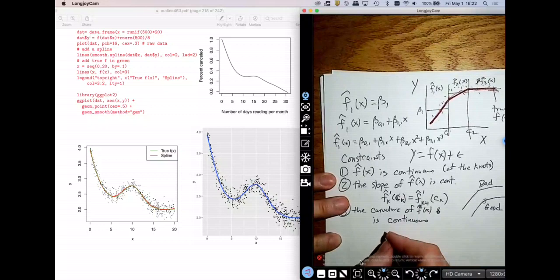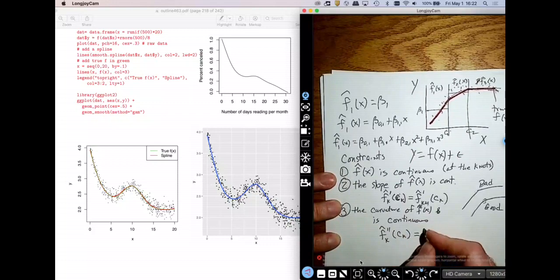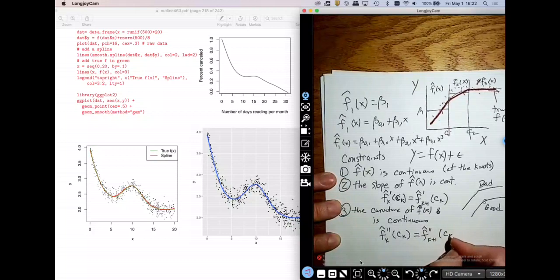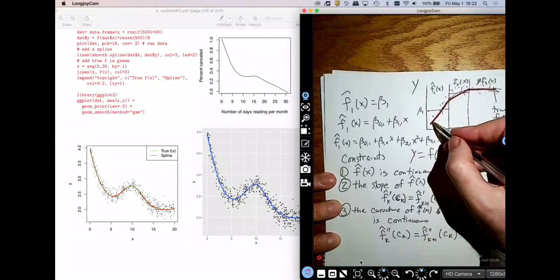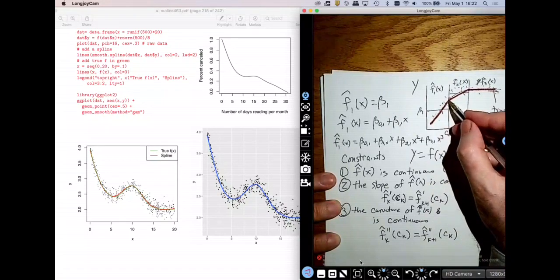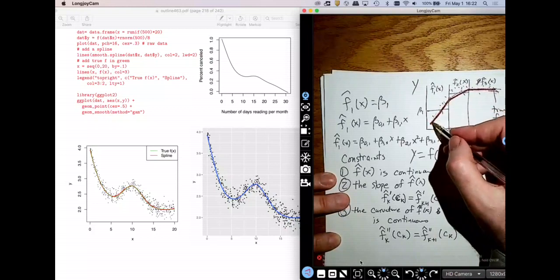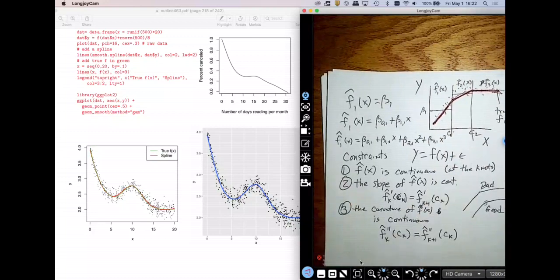So what that means is if I take the second derivative, so this is the second derivative of one of my polynomials in that region, and I evaluate that at a knot, that has to be the same as the second derivative of the next function evaluated at that same knot value. So I'm going to have a cubic function here, and another cubic function here, but they have to match. The slope has to be smooth, and the curvature has to be smooth. So no discontinuous jumps in either of those.